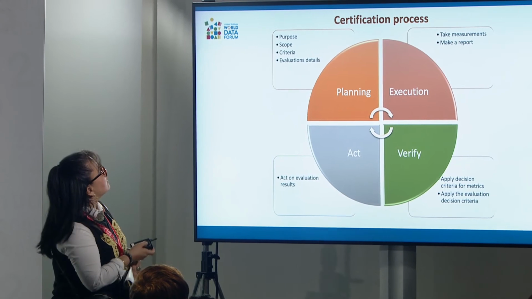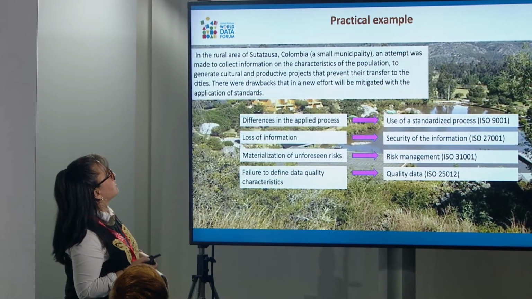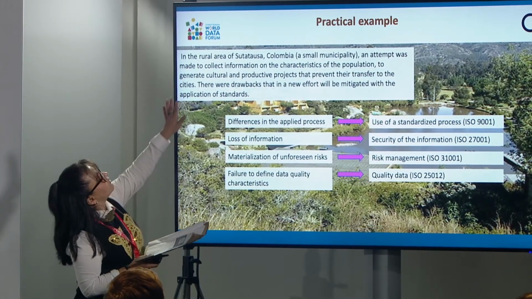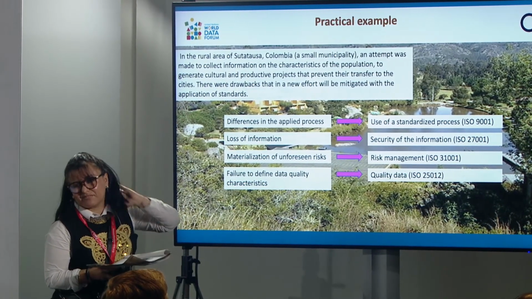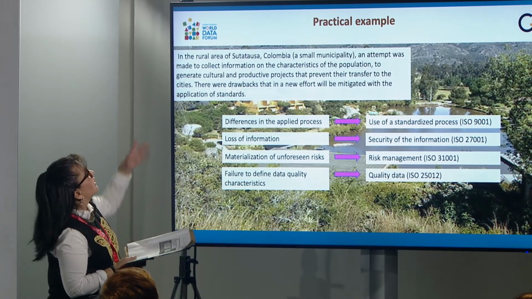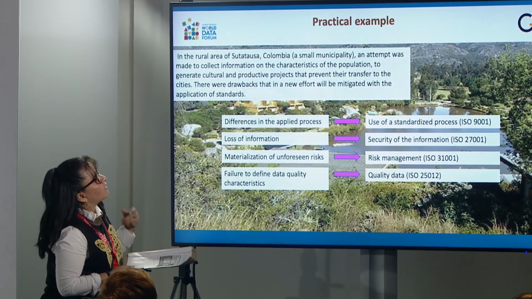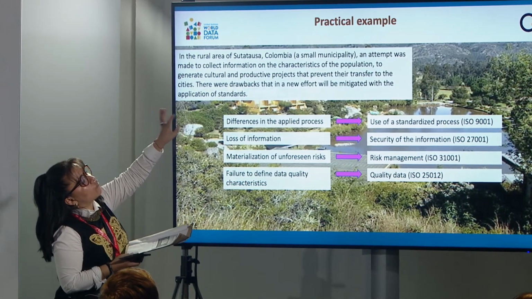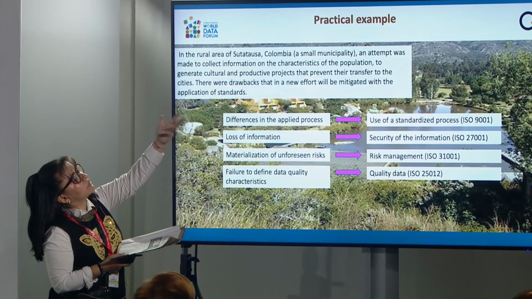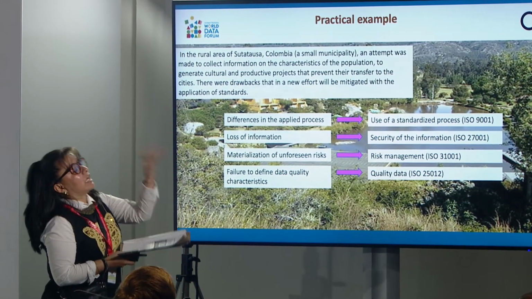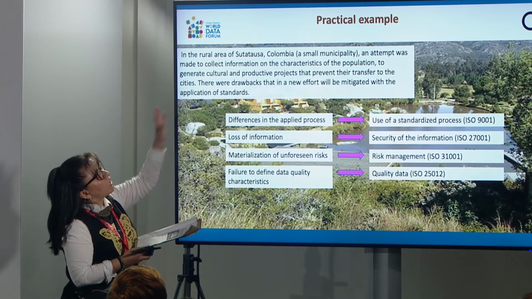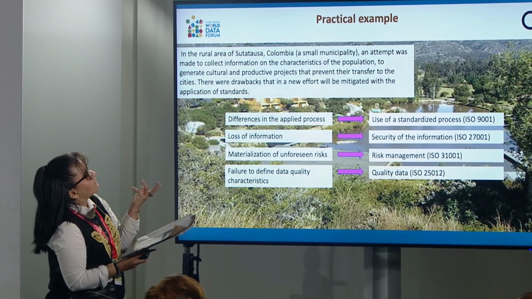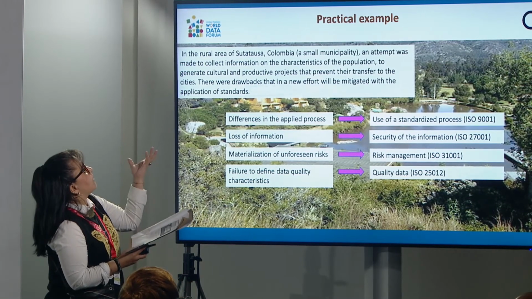Okay, see the next. Here we have a practical example. Some months ago, in the rural area of Sutatausa, a difficult name for English speakers, in Colombia, an attempt was made to collect information on the characteristics of the population to generate cultural and productive projects that prevent their transfer to the cities. There were drawbacks, problems, crises, that in a new effort will be mitigated with the application of a standard.